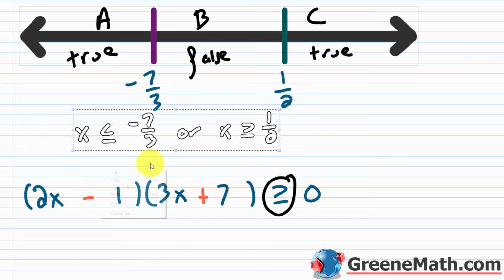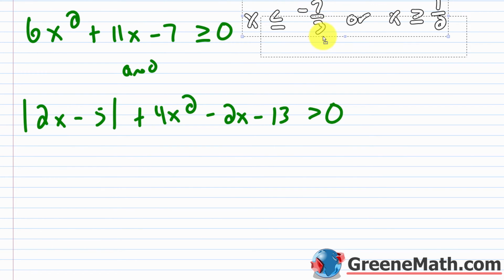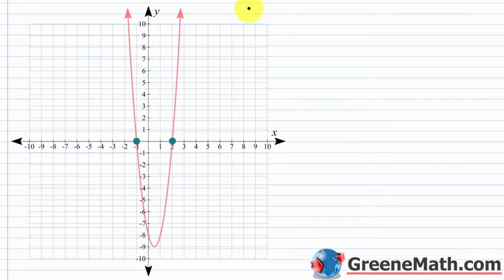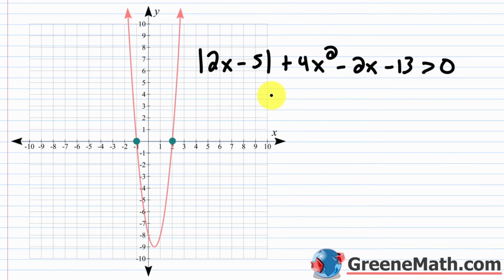So let me grab this real quick, and I'm going to cut it away. And I'm going to come back up here and paste this in. And I'm just going to arrow over to this. So this is the first solution here. And now we have to figure out this one. And before we go any further, I just want to show you this graphically so we know what to expect.